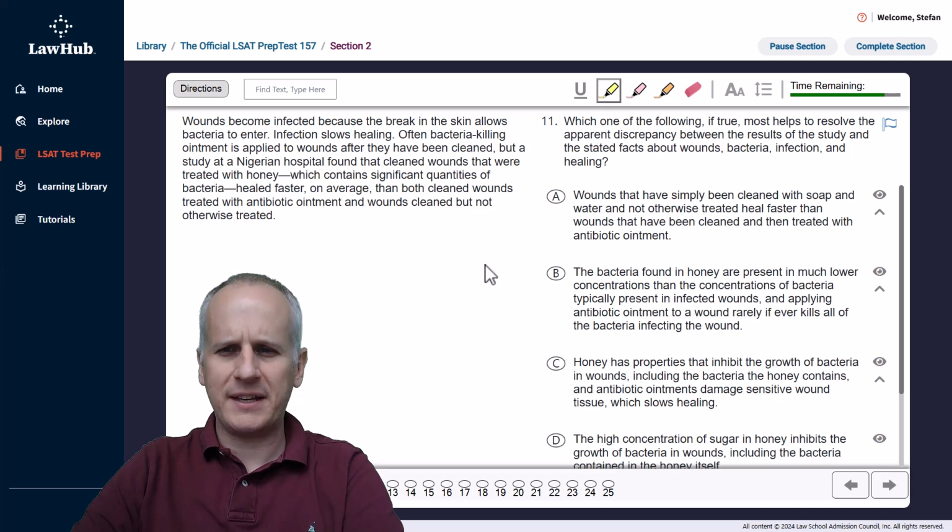Which one of the following, if true, most helps to resolve the apparent discrepancy between the results of the study and the stated facts about wounds, bacteria, infection, and healing? So we're going to highlight everything from resolve through the end of the subject matter that is part of the discrepancy. So we know that ultimately what's going to function as the de facto conclusion is the results of the study. So we're going to read the paragraph on the left and ultimately highlight the results of that study as our de facto conclusion, so that we need to find an answer choice to justify or resolve the discrepancy and explain how those results could have occurred.